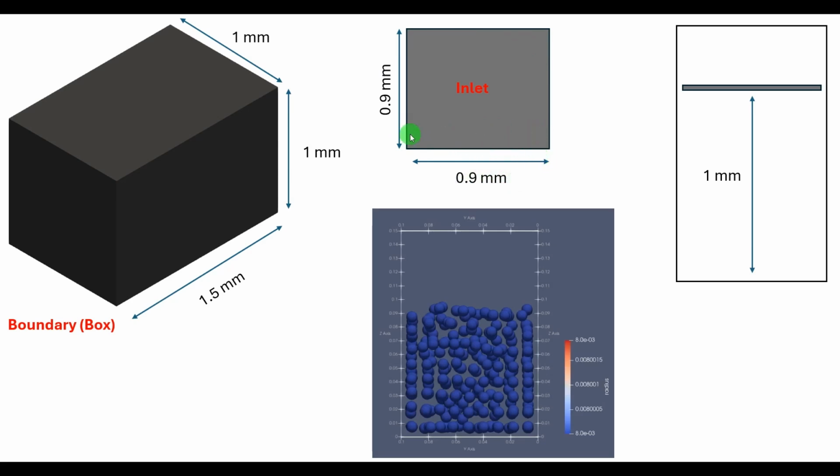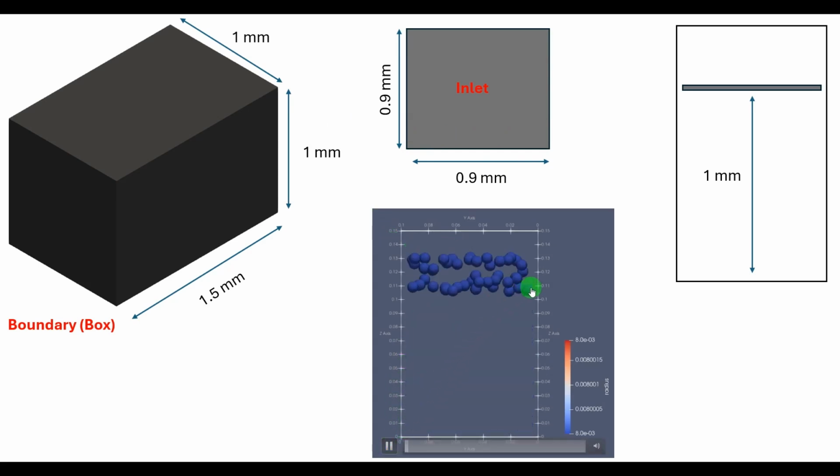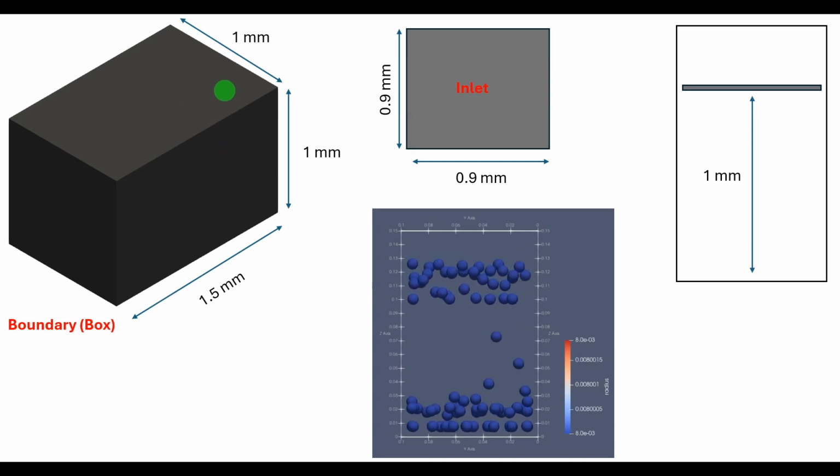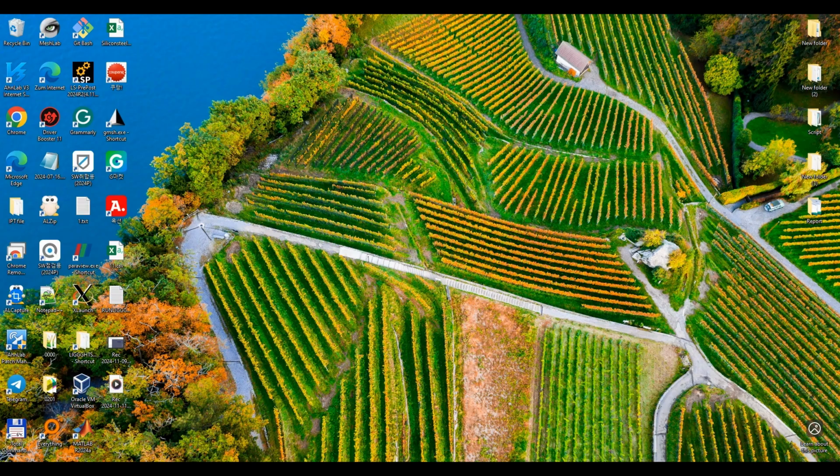But for my case, as you can see in this figure, the particle pours when it reaches the height of 0.1 centimeter, and the x and y dimension is 1 by 1. Okay, this is a brief explanation about our model, and let's continue with the simulation.